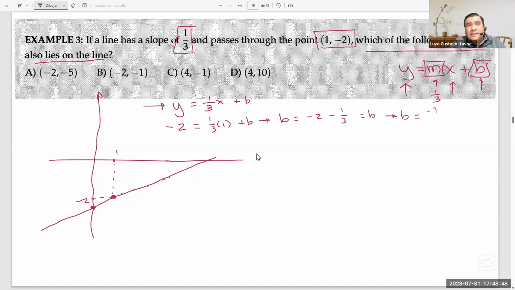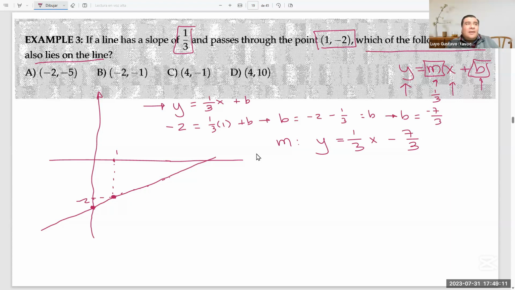So b equals -7/3. Now our equation is complete. Our line M is y equals 1/3 of x minus 7/3. Let's now see which of these points makes the equation true.